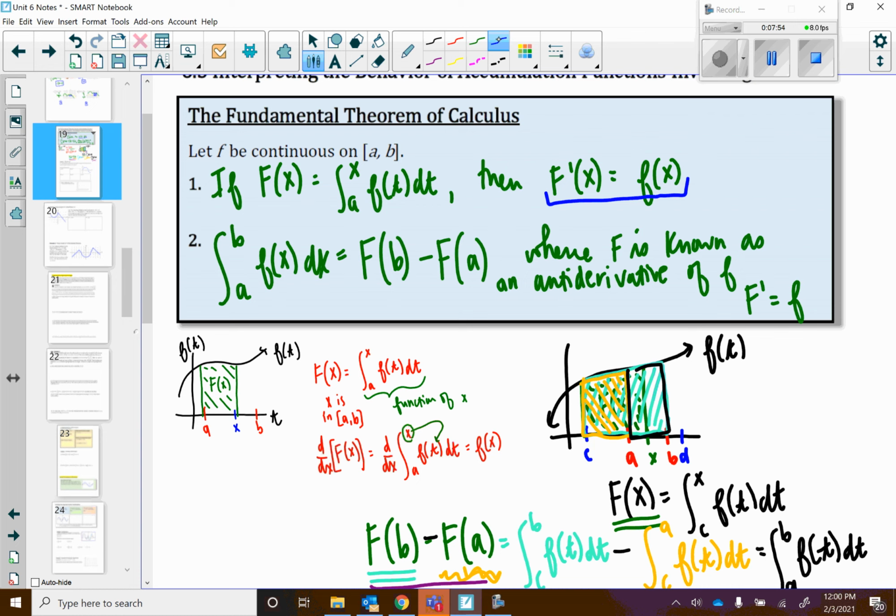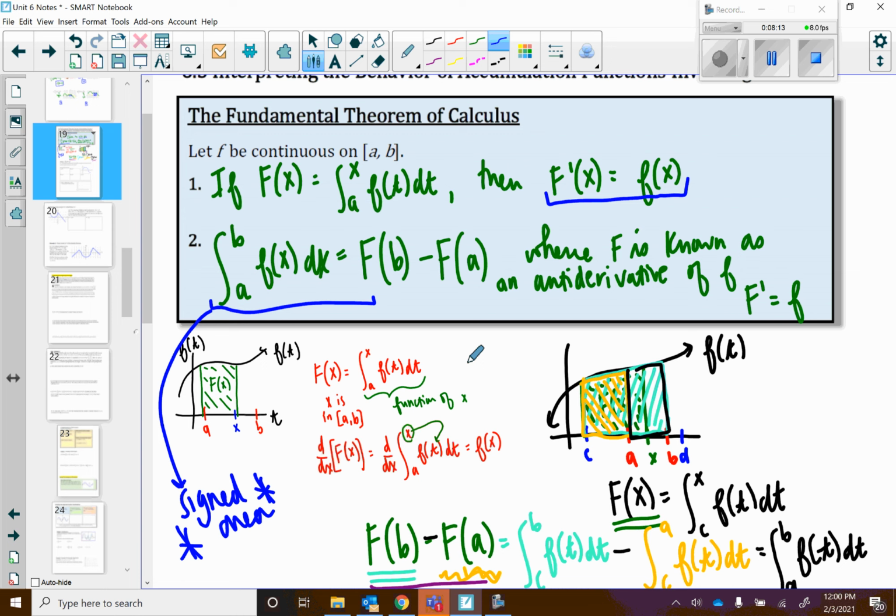But I think the thing I want to mention really quick is to remind us that this gives us the signed area under the curve, which if it's above the x-axis, it's positive, below the x-axis is negative.